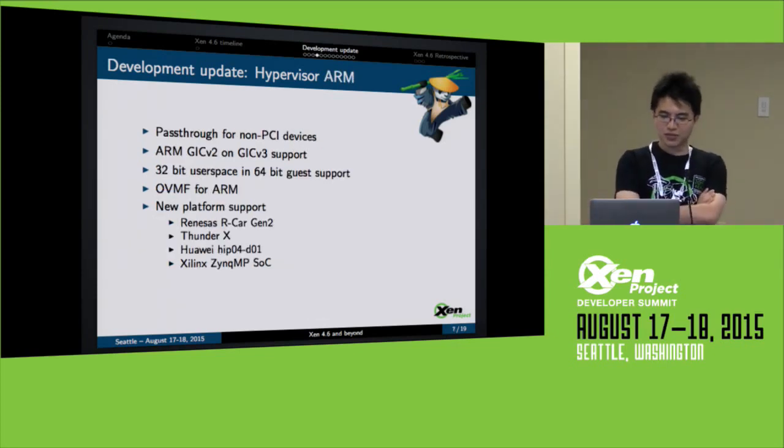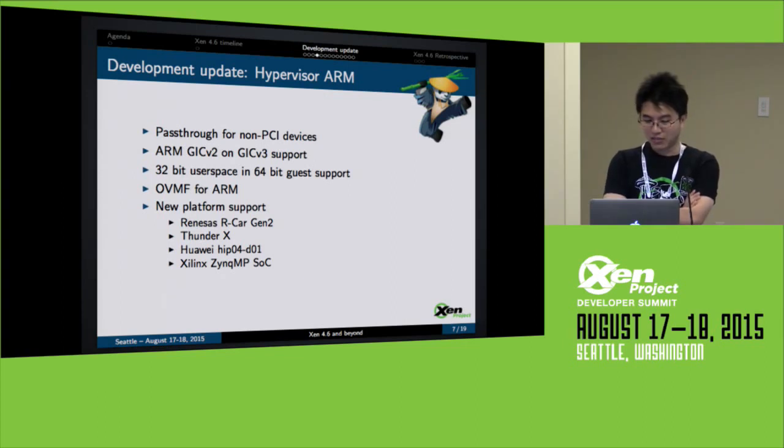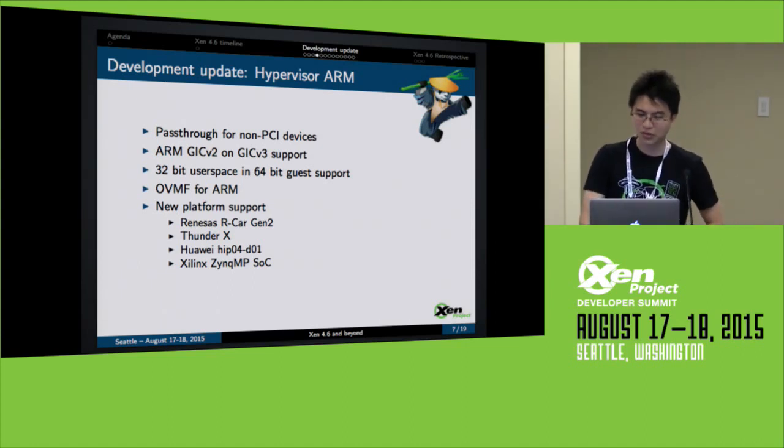And then here's the ARM side of improvements. We've successfully merged the pass-through for non-PCI devices and ARM GICv2 and GICv3 support. We also re-enabled 32-bit user space in 64-bit guest support. And Linaro contributed the OVMF on ARM patch series. We also had a bunch of new platform support, such as the ThunderX, Huawei and Xilinx SoC platforms. So, did I miss anything, Stefano?